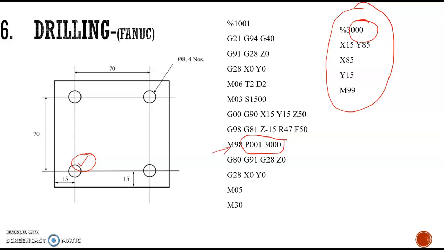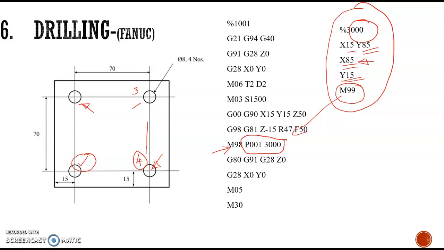In the subprogram, the tool will be positioned to the second position, that is X15 and Y85. For the third position only X has changed. Now X is given as X85, and that is the third hole. Finally we move to the fourth hole, which is at Y15, and there is no change for X. It is retained at X85 and Y15. That is the position of the fourth hole. After performing all these, we return to the main program.